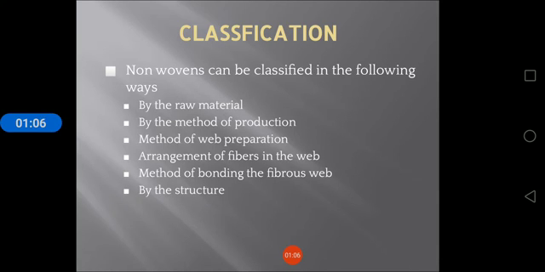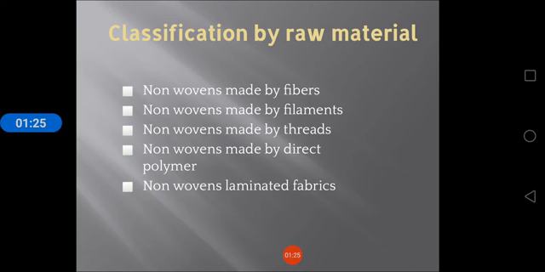Nanowinds can be classified in the following ways: by the raw material, by the method of production, method of web preparation, arrangement of fibers in the web, method of bonding the fiber web, and by the structure. These are the types of the classification.